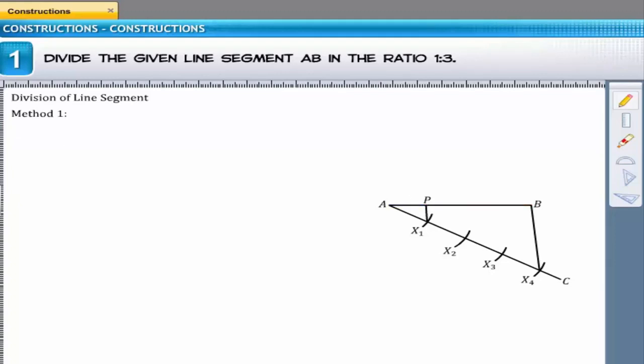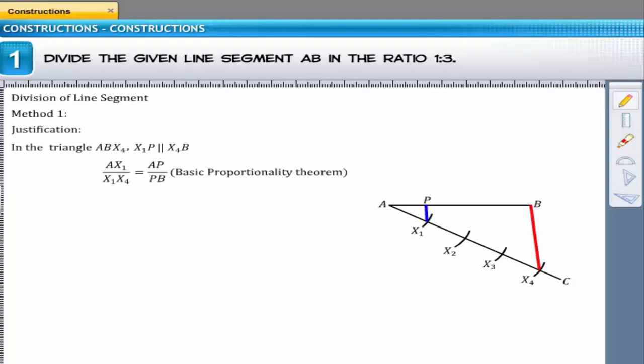Now, let us verify this construction mathematically. In the triangle ABX4, we know x1P is parallel to x4B. Thus, using the basic proportionality theorem, the ratio AX1 upon x1x4 is equal to the ratio AP upon PB. By construction, AX1 upon x1x4 is equal to 1/3. Thus, AP upon PB is also equal to 1/3. In other words, the ratio AP is to PB is 1:3.